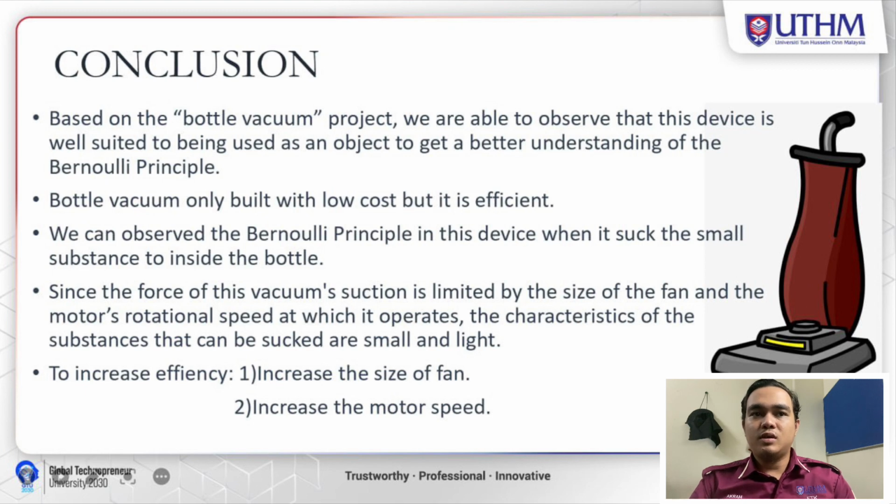Since the force of this vacuum suction is limited by the size of the fan and also the motor rotational speed at which it is operated, the characteristic of the substance that can be sucked are small and light. If you want to increase the efficiency of this bottle vacuum, we can make some adjustment or modification to the component, such as increase the size of the fan and also replace the motor, which can increase the rotation of the fan.